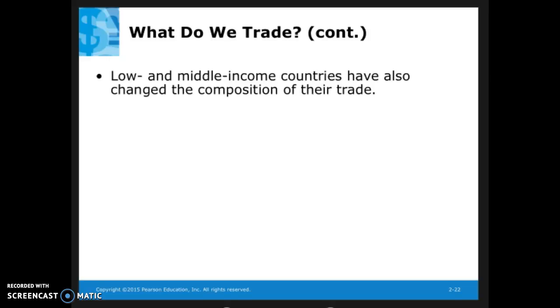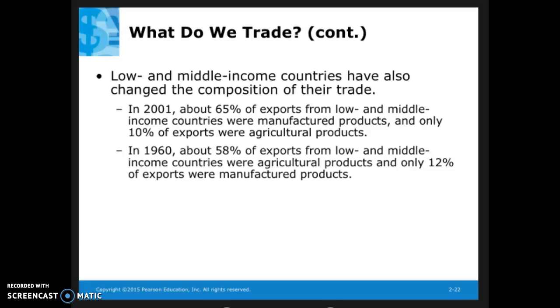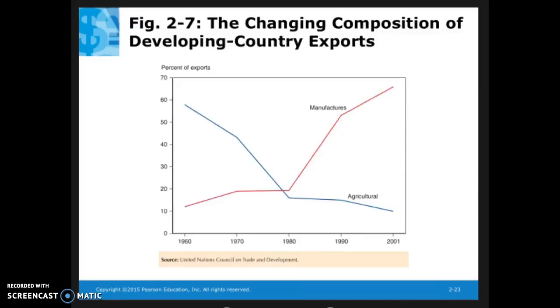Besides the US and the United Kingdom and rich countries, low and middle income countries have also changed the composition of their trade. In 2001, 65% of exports from low and middle income countries were manufactured and only 10% were agriculture. In 1960, 58% were agricultural and only 12% were manufactured. So you can see throughout time, these low and middle income countries have gained some technological and industrial abilities and have now been able to export manufactured products as compared to agricultural products. More than 90% of the exports of China consist of manufactured products. Here's the changing composition on a graph.